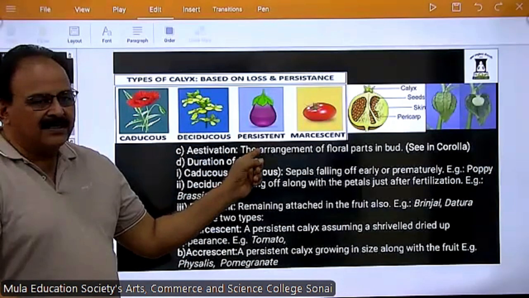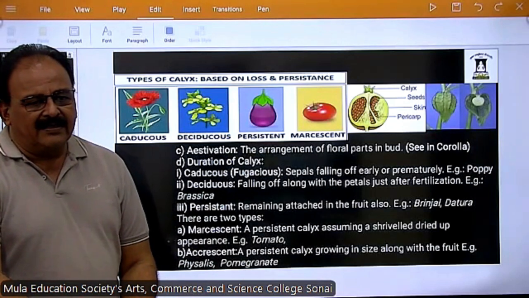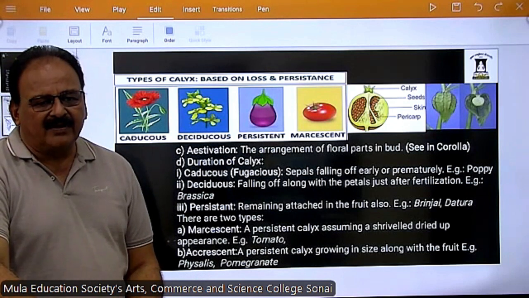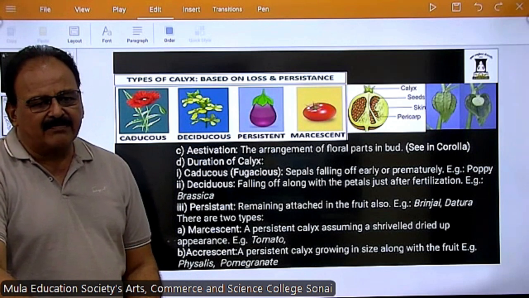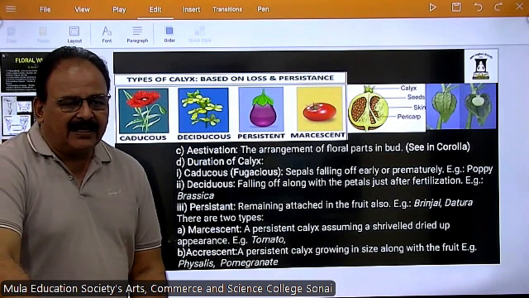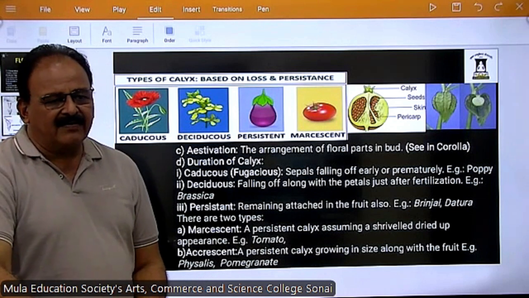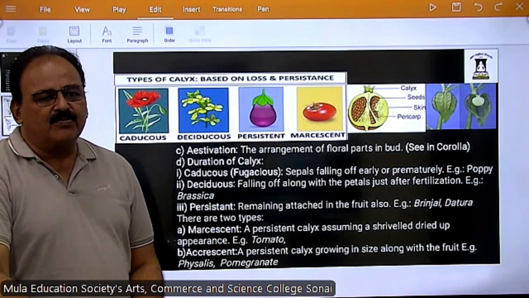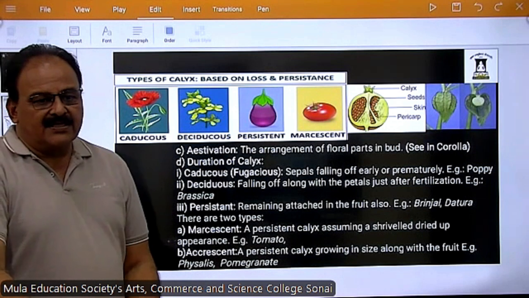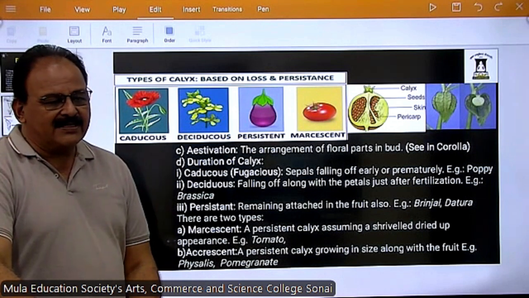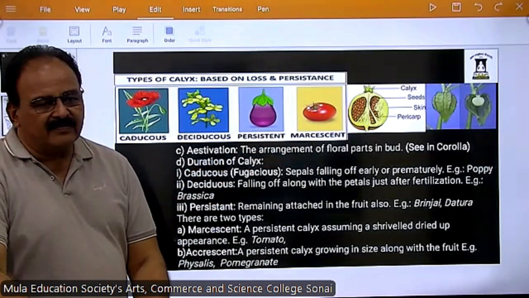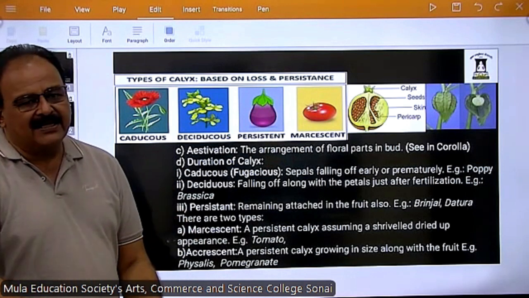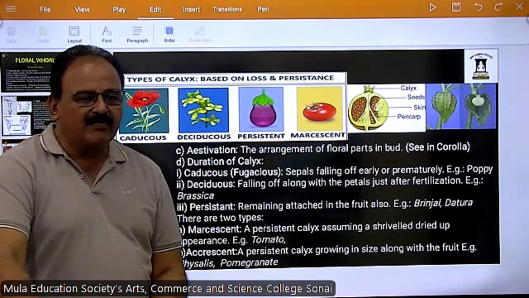Then third one is persistent. In persistent calyx, they remain attached with the fruit also. For example, datura, brinjal. There are two types of persistent. First one is marcescent, a persistent calyx assuming a dried appearance, for example, tomato. And accrescent, a persistent calyx growing in size with the fruit, for example, pomegranate.